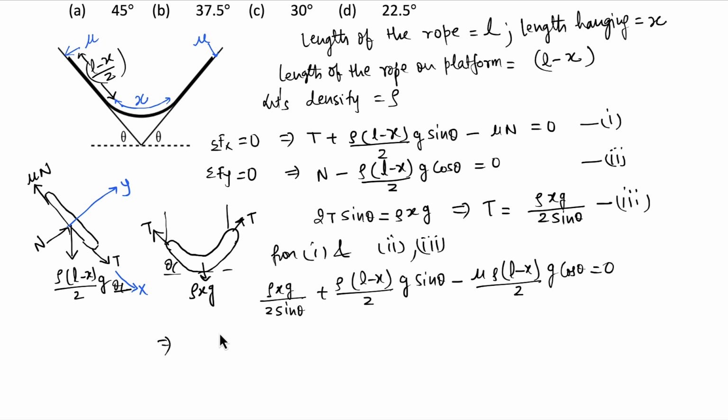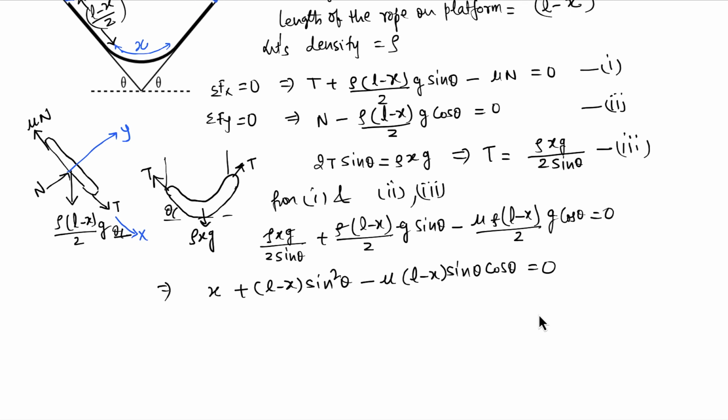That implies we can get rid of rho and G everywhere. Okay, as you see, we'll end up with x plus (L minus x) sine square theta minus mu (L minus x) sine theta cos theta equal to 0. Let's just separate the x from the others.